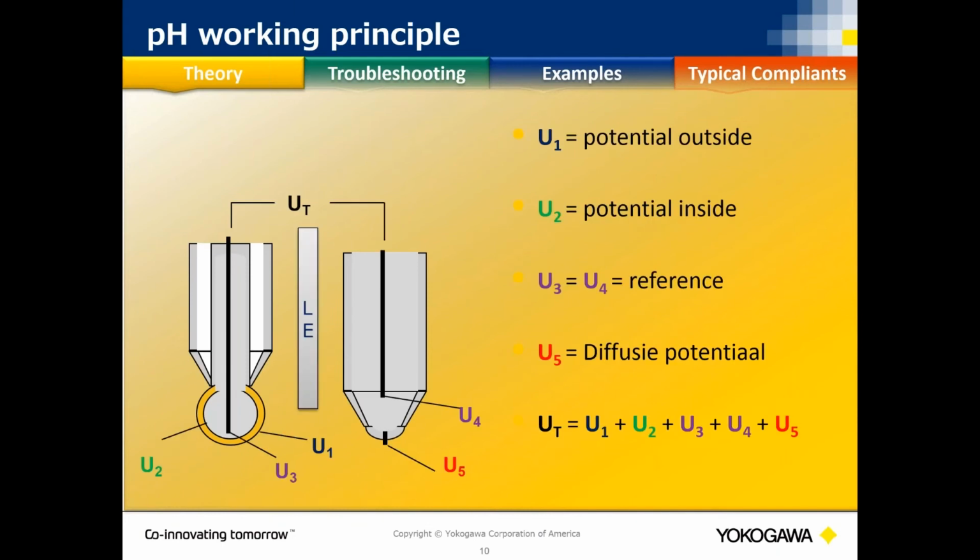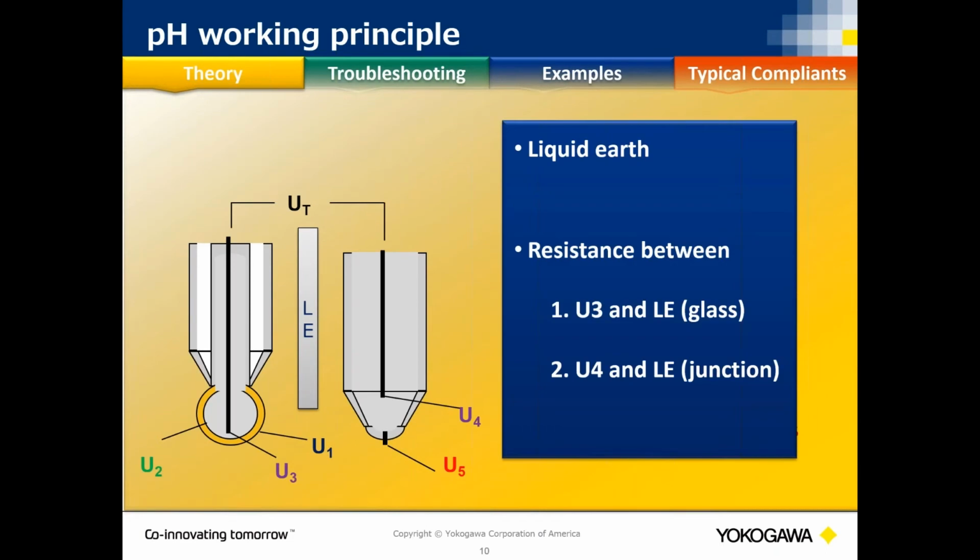You insert a solution ground electrode into your probe. That's its purpose. Then you can isolate and know whether what's going on in my process is affecting my glass or my reference electrode. So that's one of the purposes of the solution ground rod, to be able to differentiate where I'm having problems, or what side of my probe my process is actually affecting.